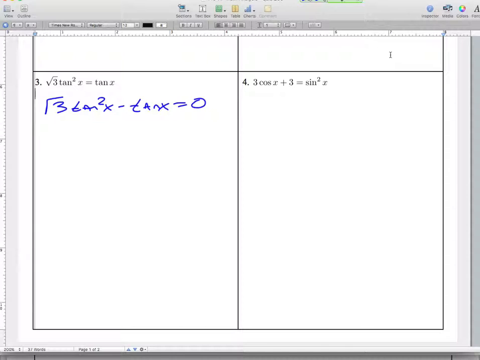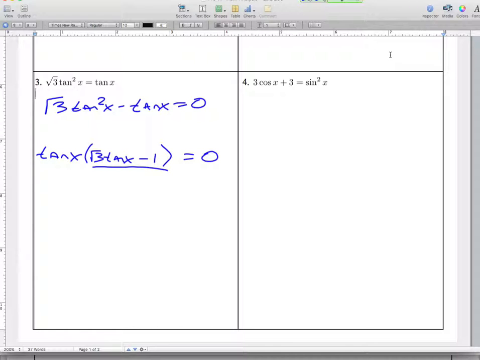The first thing you should always try to do when factoring is factor something out. So in this case, we can factor out tangent. Now, some people are having issues figuring out what is left after I factor something out. I'm talking about figuring out what this is. Square root of 3 tangent of x minus 1.